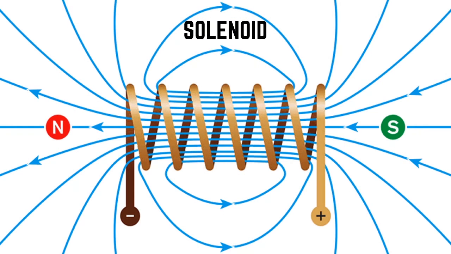When current is passed through a solenoid, a magnetic field similar to that of a bar magnet is formed. A solenoid is an insulated copper wire coil in the shape of a cylinder. The magnetic field produced inside a solenoid is strong enough to magnetize a piece of magnetic material which is placed inside the coil. A magnet made in such a way is called an electromagnet.